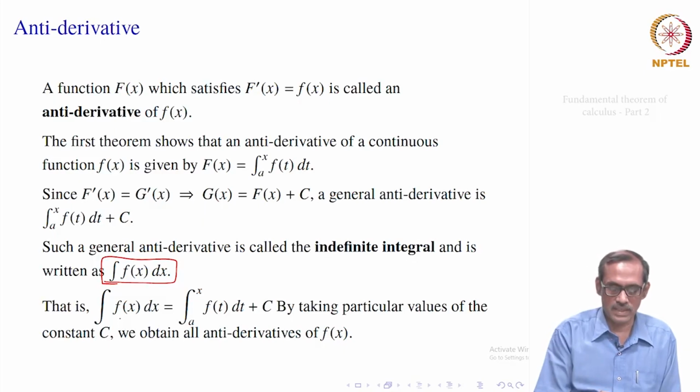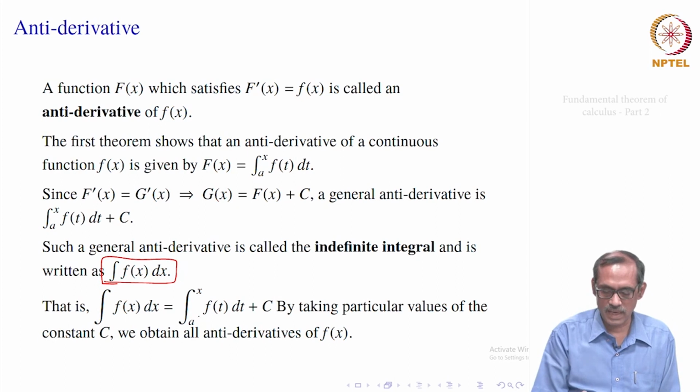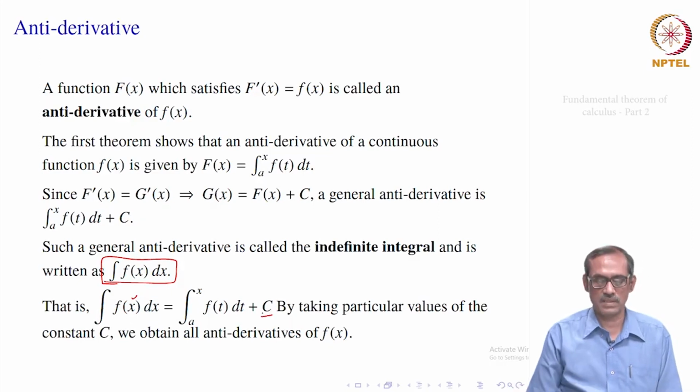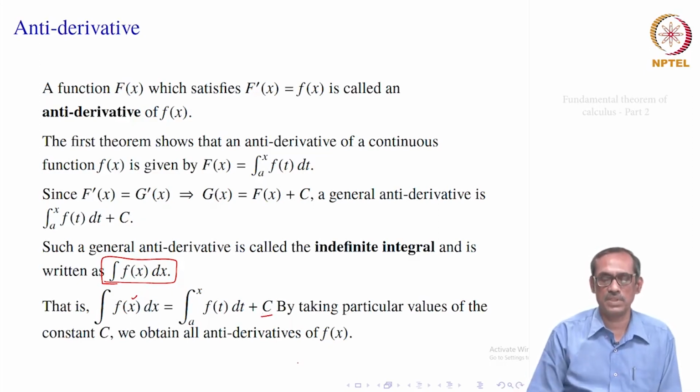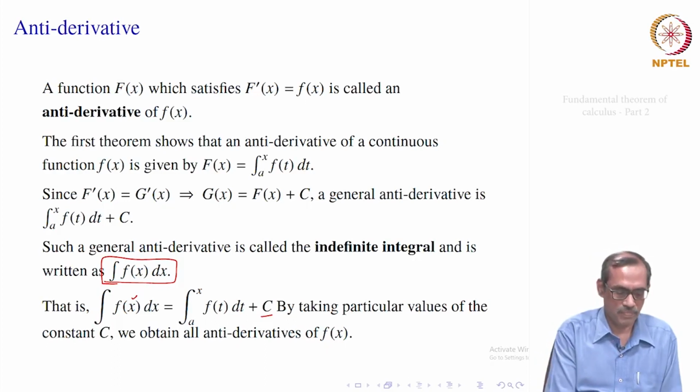So, what we see is that the integral of f of x, this indefinite integral, is a definite integral a to x f of t dt plus c for some constant c. When you take a particular value of c, we get back an antiderivative. So, all the antiderivatives are given by this, where c varies over all real numbers. These are all the antiderivatives possible.